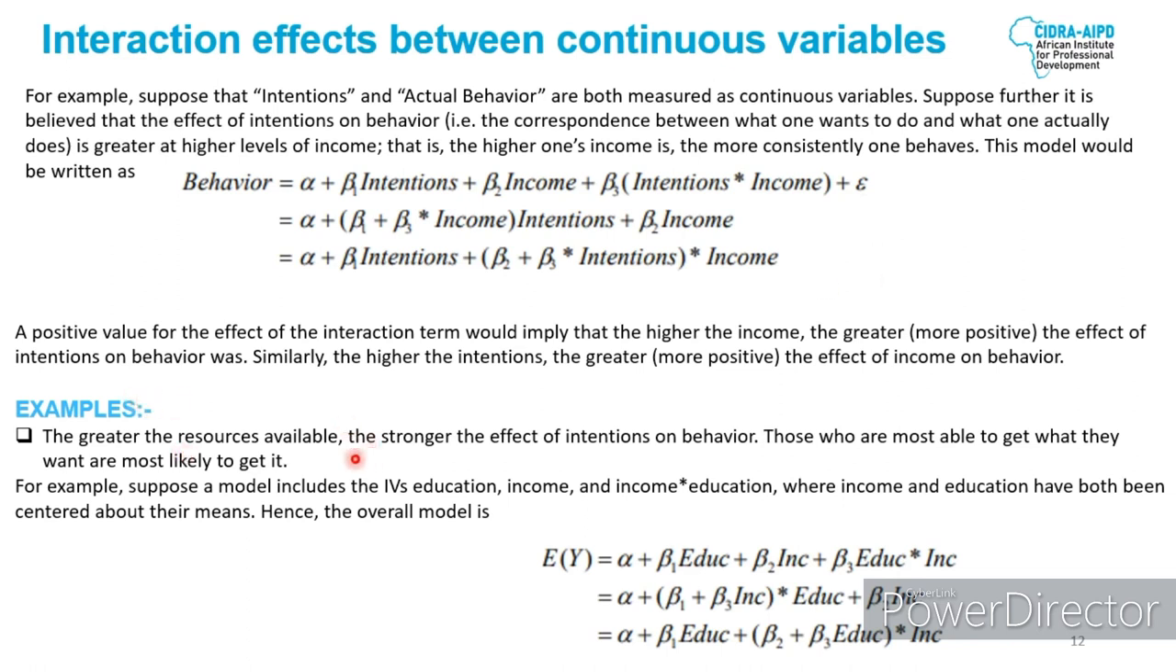Another example we can see is that the greater the resources available, the stronger the effect of intentions on behavior. Those who are most able to get what they want are most likely to get it. This is another way we can put it. Now, for example, suppose a model includes class, education, income, and income times education, where income and education have both been centered around their means. Hence, the overall model can be given as this, and we can find similar interpretations as shown previously.